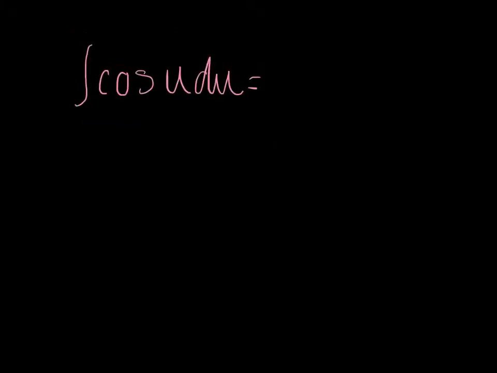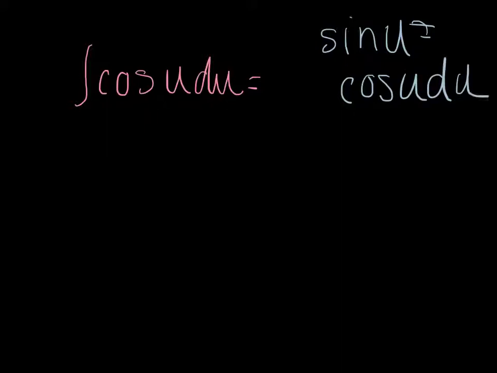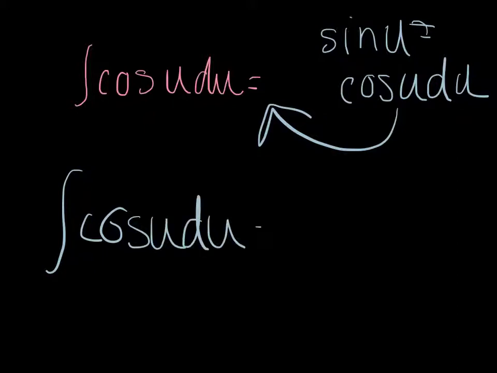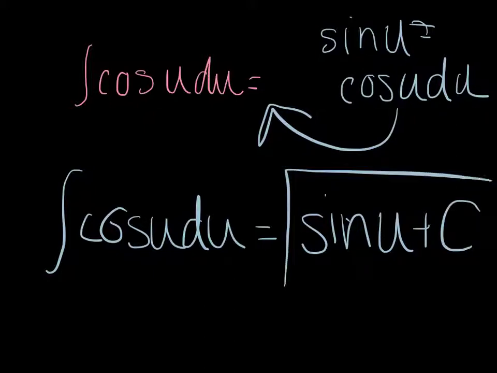Now we learned in the previous section about the derivatives of cosine, sine, and other trigonometric functions. Now we just need to do it in reverse. If we can remember that the derivative of sine of u equals cosine of u du, we can see that the integral of cosine u du equals sine of u plus c. We cannot forget the c because that represents any constant that could be there, even 0.